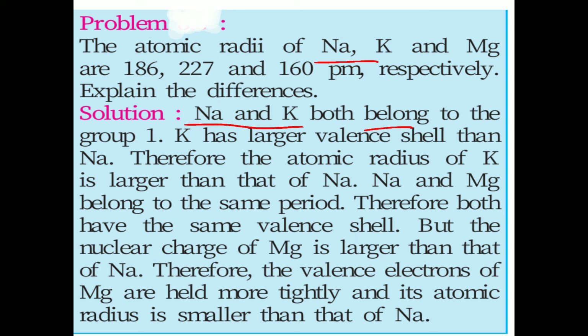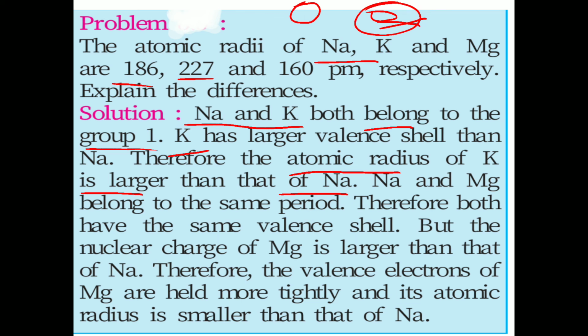They both belong to group 1, and as K has a larger valence shell, that means compared to sodium, potassium has more shells than sodium. Therefore, the atomic radius of K is larger than that of sodium. Sodium has 186 and potassium has 227. That means as the number of shells increases, the distance from the nucleus to the outermost shell increases, and the atomic radius also goes on increasing.